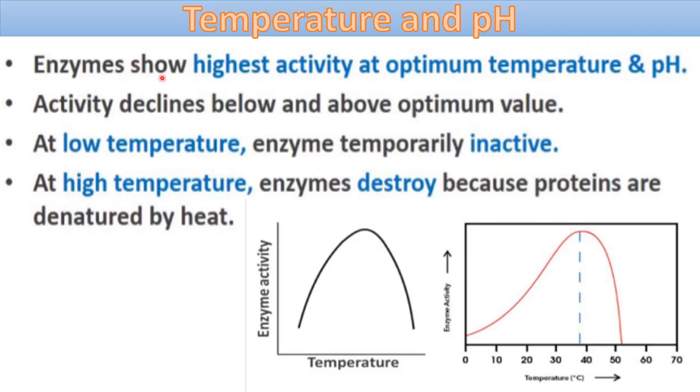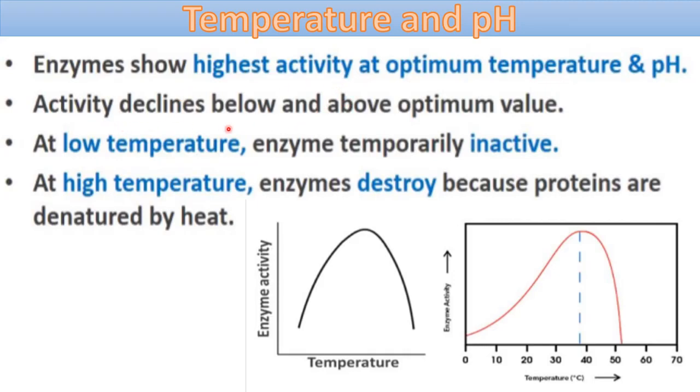So enzymes show highest activity at optimum temperature and pH. There is a specific temperature and pH for each enzyme. Only at that temperature and pH can that enzyme work maximally, means at maximum efficiency. That temperature or pH is called the optimum temperature or optimum pH for that enzyme, right? So we can say at optimum temperature and pH, enzyme shows highest activity.